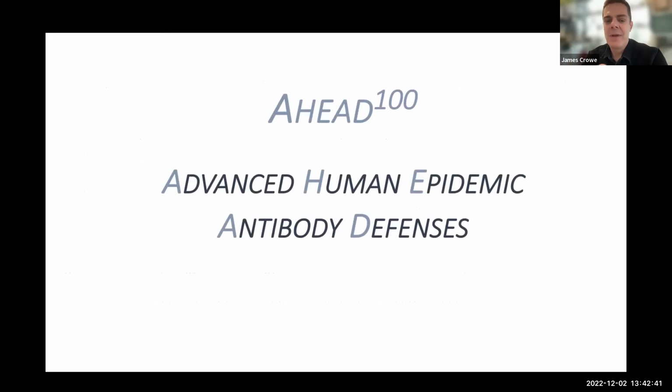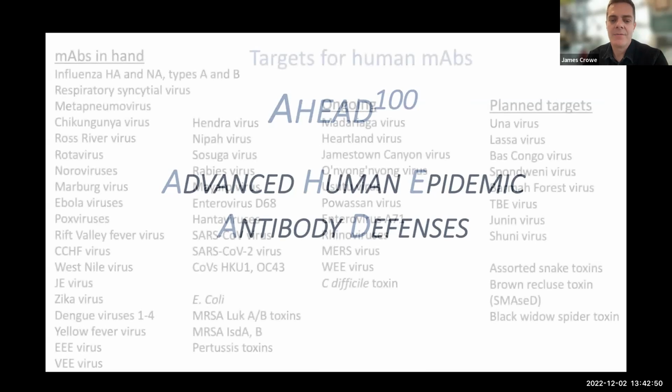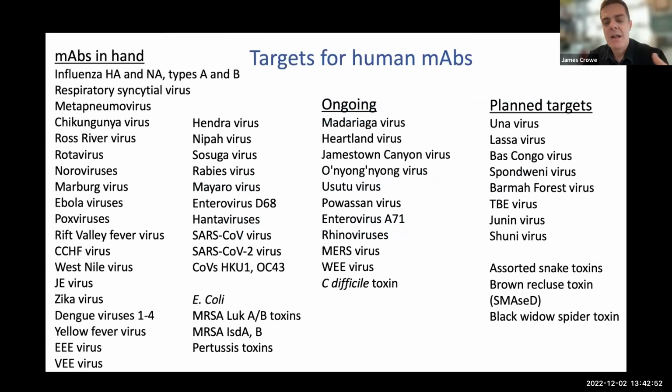And then finally, Lisa mentioned, we're not only working with Ebola and SARS-CoV-2, we have started a program called AHEAD 100, which is advanced human epidemic antibody defenses. And we're working on 100 antibodies or targets because we think antibodies are really important. So I think not only vaccines for prototype pathogens, but we need to do this for antibodies as well. And I don't think people would argue. If there's something that's not on this list and you love it, put my email right here, especially if you've had it, email me and we'll work on it.